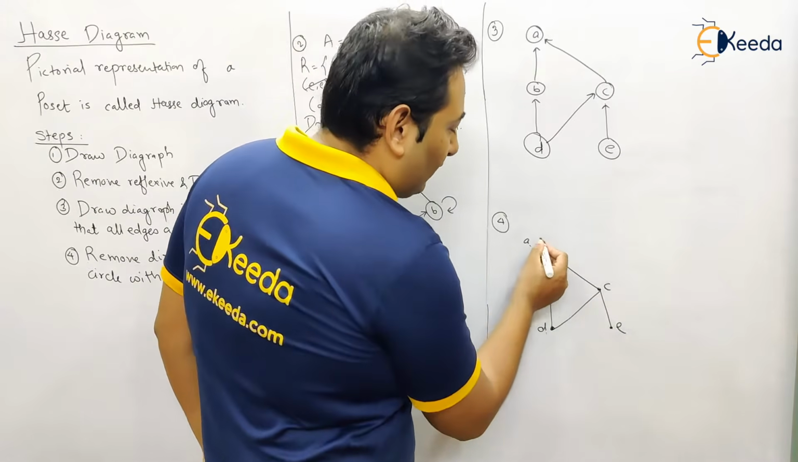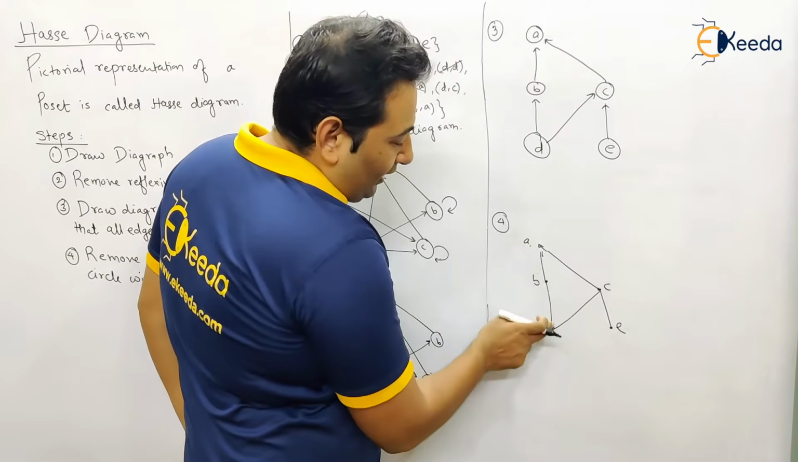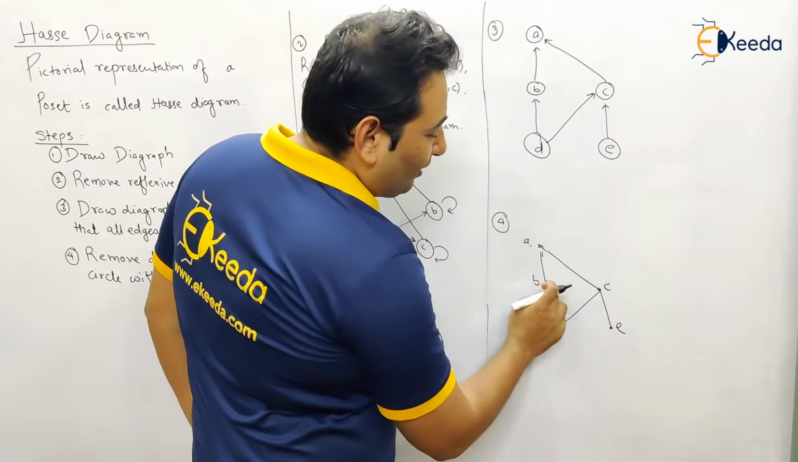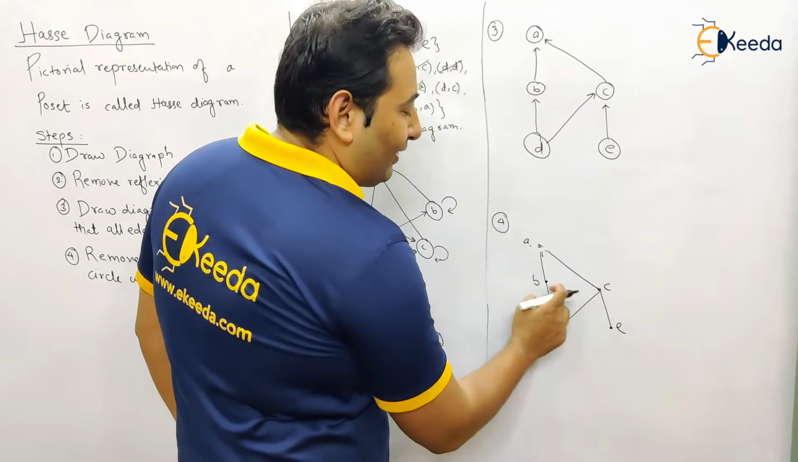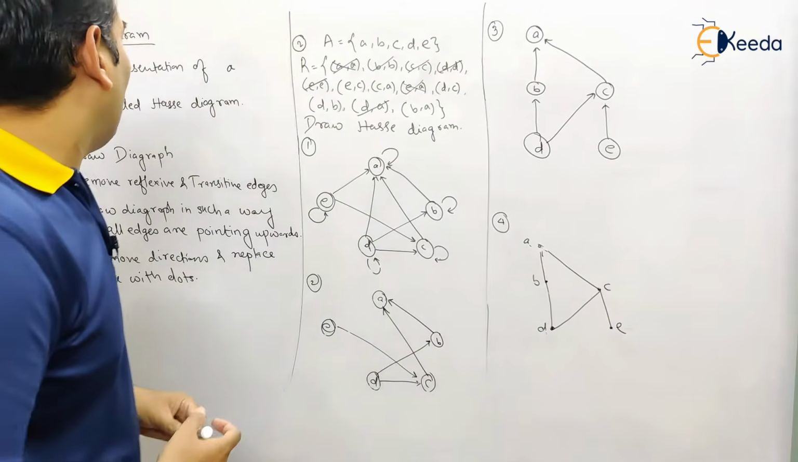So what are the links? B to A, D to A, D to B, C to A. There is no link between E and B. There is a link between E and A because you can go like this, but there is no link between E and B. I hope this is clear.